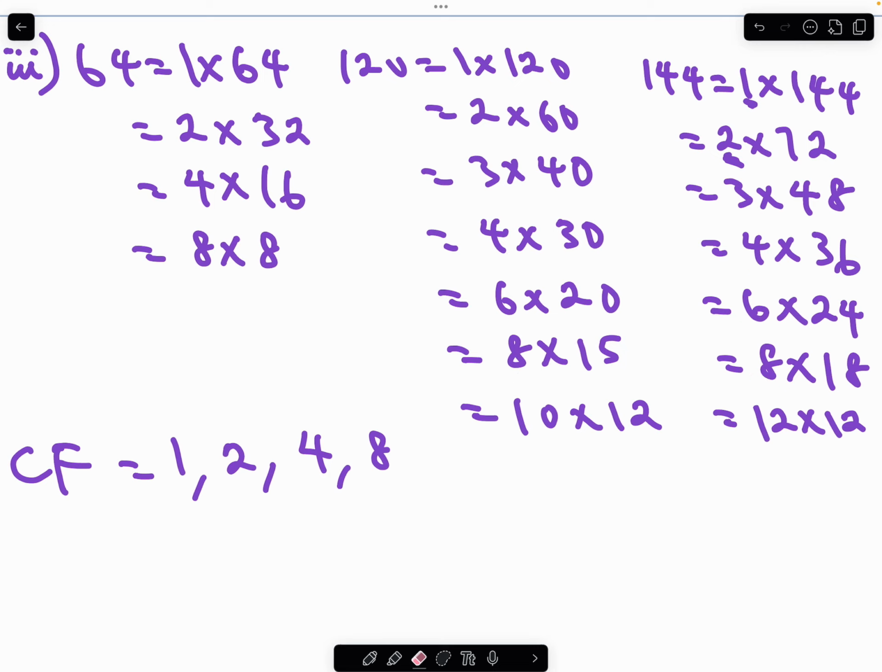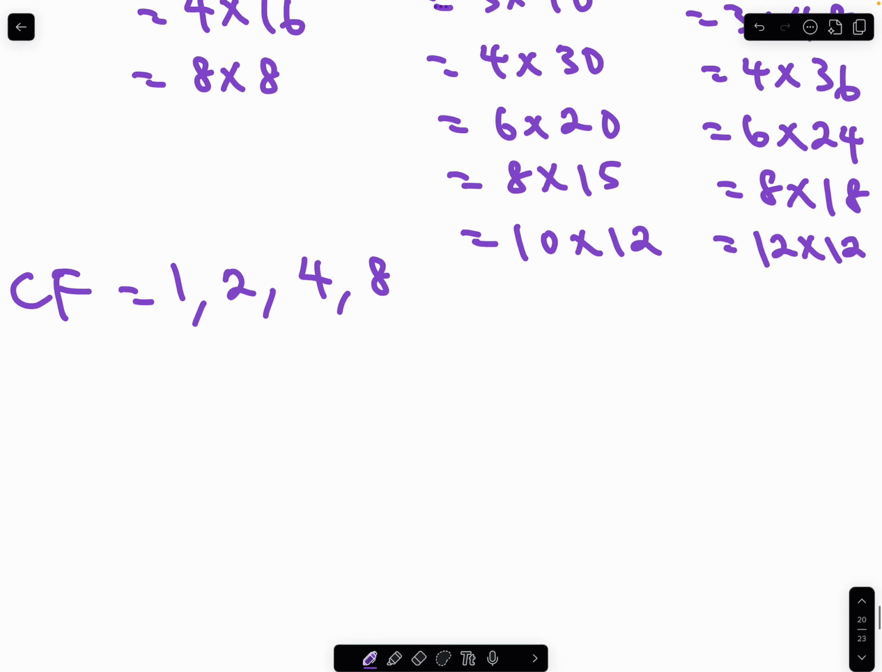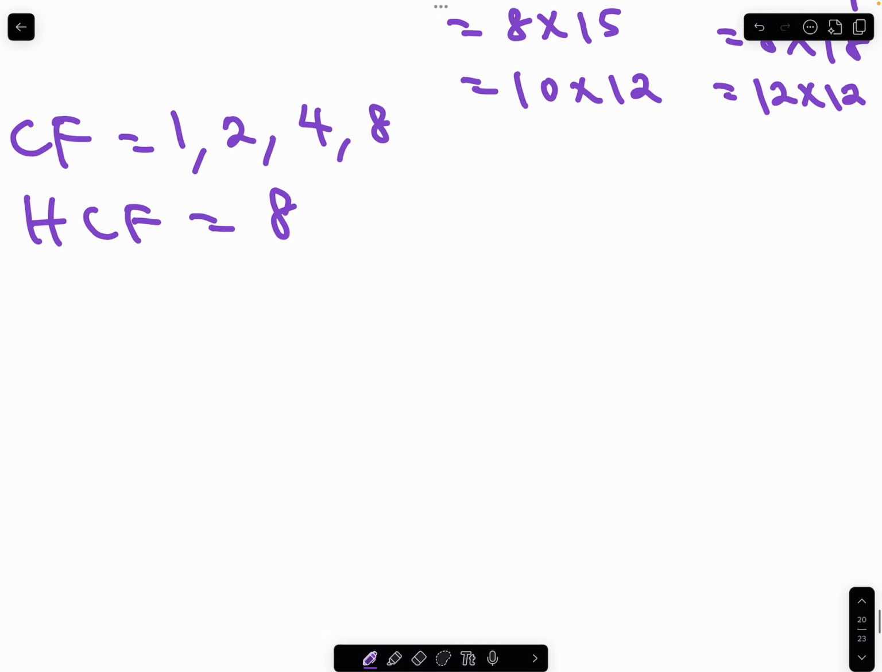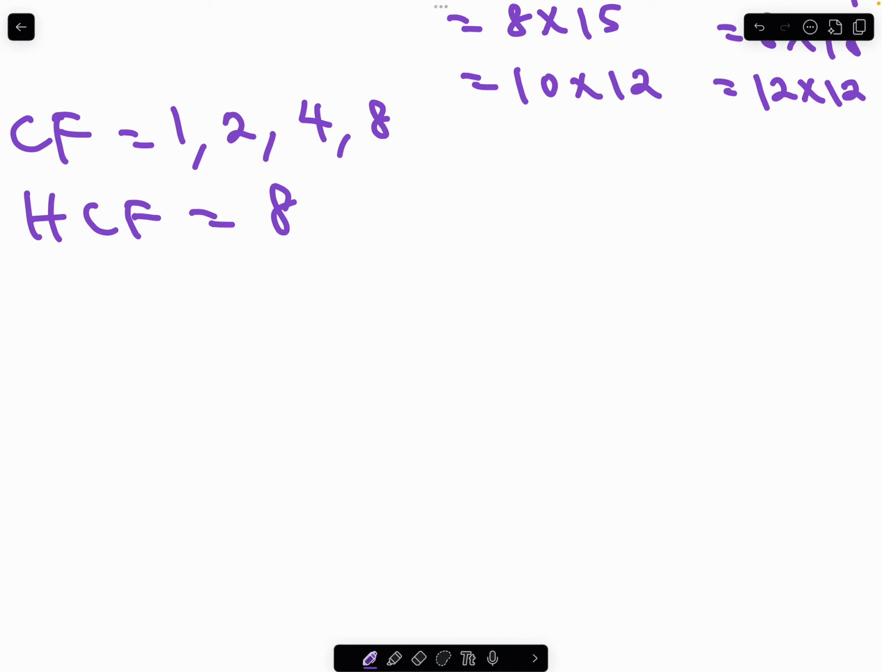And the highest of them is 8, which simply means the HCF is 8. The highest common factor is 8. Now, let's see how to find the HCF. No, first of all, let's see what prime numbers are. Let's go to prime factors first.